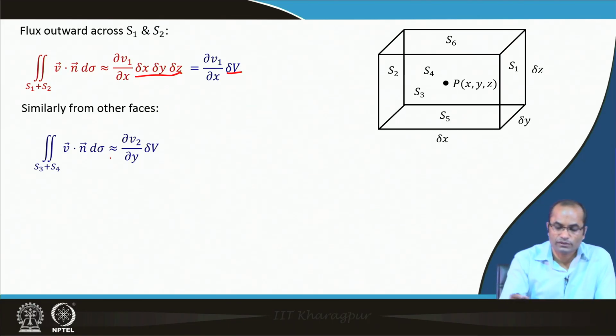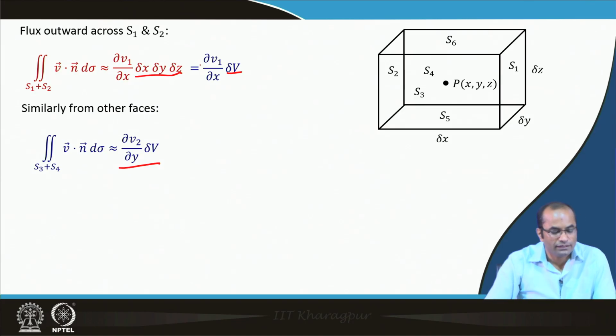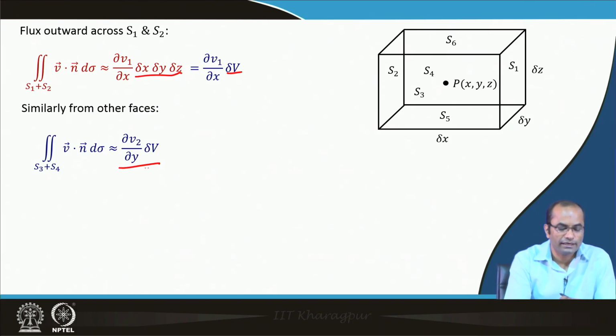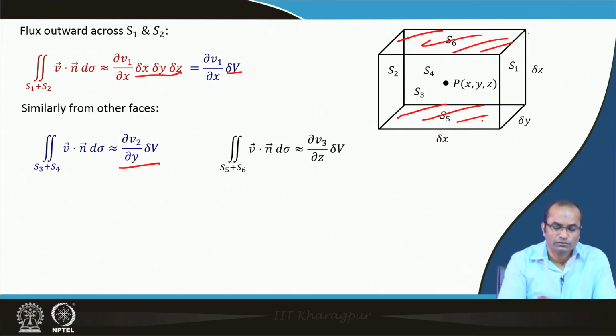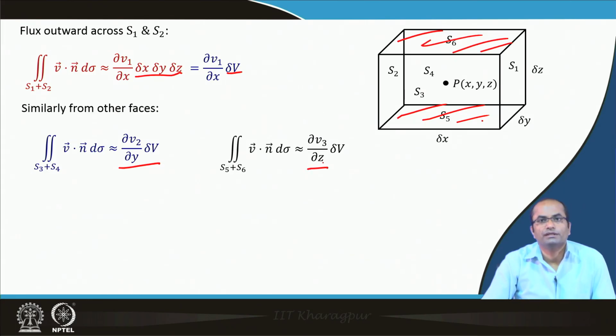For example, for S3 and S4, which are in the direction of y, we have similarly del v 2 over del y times delta v. And again for S5 and S6, which are on the bottom and the top, so in the direction of z, we will get del v 3 over del z times delta v.